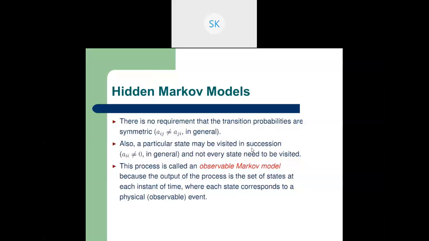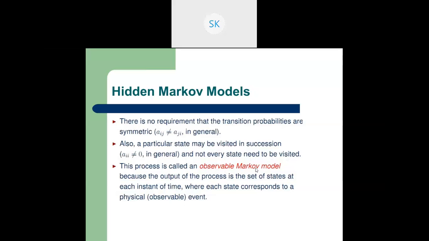Also, a particular state may be visited in succession. A of ai is not equal to 0. A of i means what? Let's say i equal to 1. A of 1 1 will be what? It's with respect to W1 to W1, that is itself. A self loop, we can say. And that probability should not be equal to 0. A particular state may be visited in succession, and not every state needs to be visited. So A of 1 2, that is W1 to W2, should not be 0.